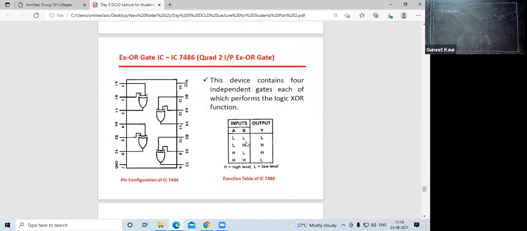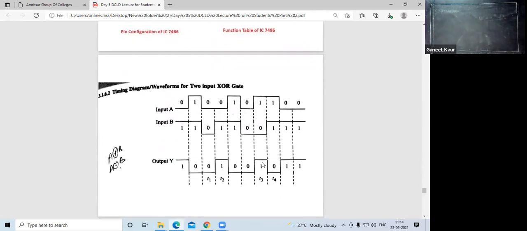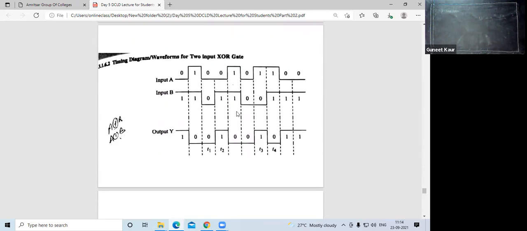table for that in the low high form. For 0 0 it will be 0, for 0 1 it will be 1, for high low it will be high, and for high high it will be here low. Okay. Next is here you can see the waveform.